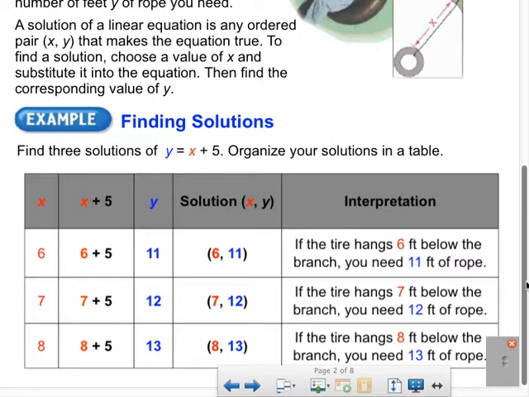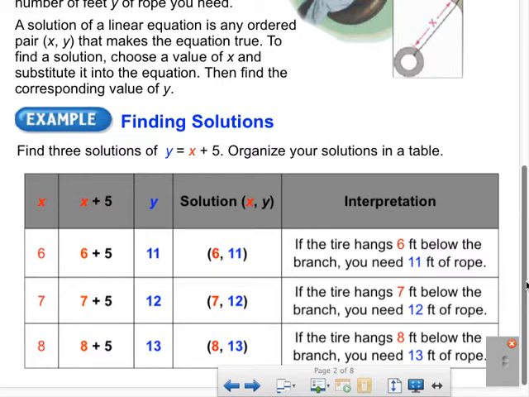A solution of a linear equation is any ordered pair that makes the equation true. To find a solution, choose a value of x and substitute it into the equation, then find the corresponding value of y. So if we look at this equation and we want to find 3 solutions, now for a linear equation, there are infinitely many solutions. For every number I pick, I can pick another number. Does that make sense? And so if I could pick a different number, that means I would get a different output. Do you guys understand? So if they ask you for 3 solutions, all you got to do is pick 3 x's and find out the y's that go with them, and then you got 3 different solutions.